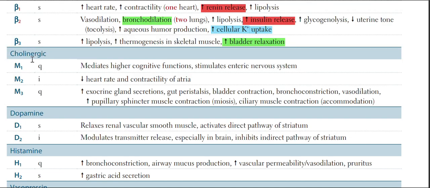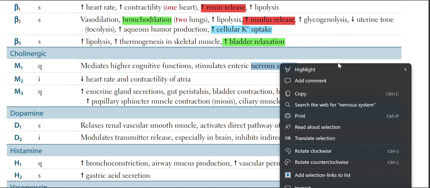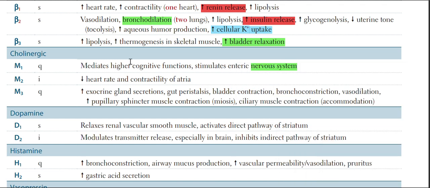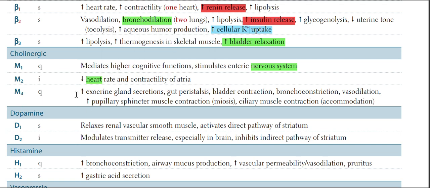So for these cholinergic and specifically the muscarinic receptors, you just need to remember the location. M1 usually affects the CNS, the nervous system, all nervous system. Then M2 is for the heart. And then M3 is for everything else. That's how you can remember them.